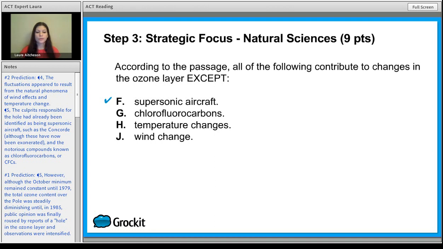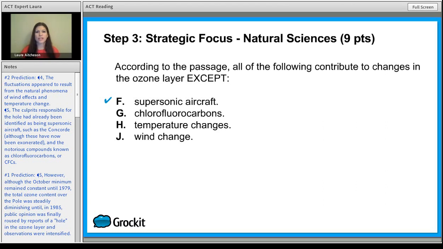Another thing too is you wouldn't even have to look for that. Once you notice that wind and temperature were in the passage and affect the ozone, you could actually get rid of H and J. And if you've been reading the passage, you know CFCs are responsible as well. So that would leave just answer choice F.